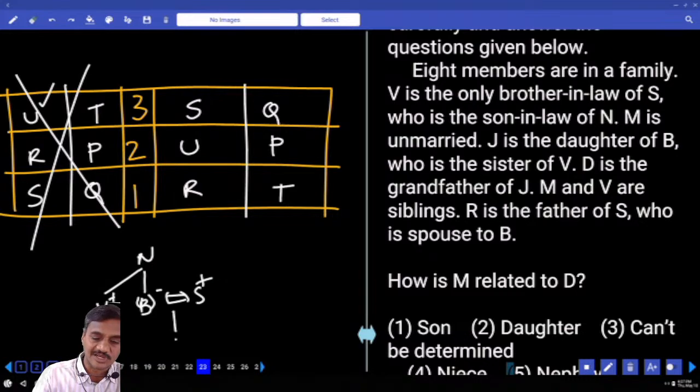And on B and S's side, J is the daughter of B. The next one, B is the sister of B. And next, D is the grandfather of J.